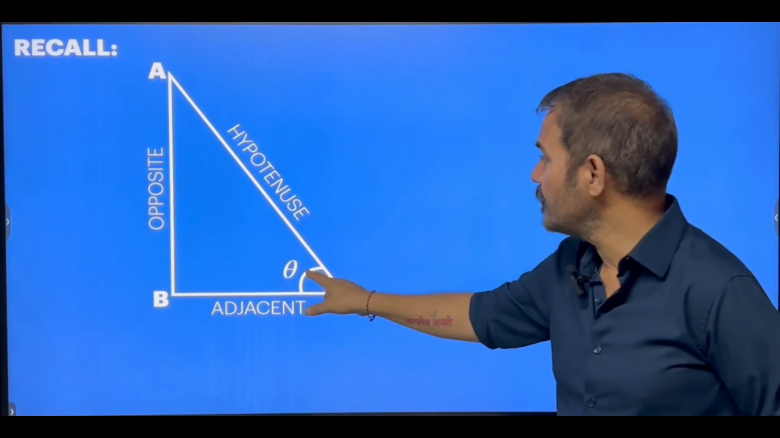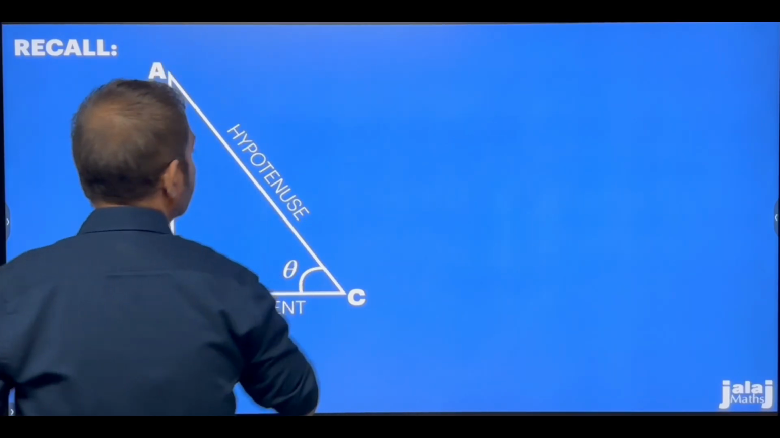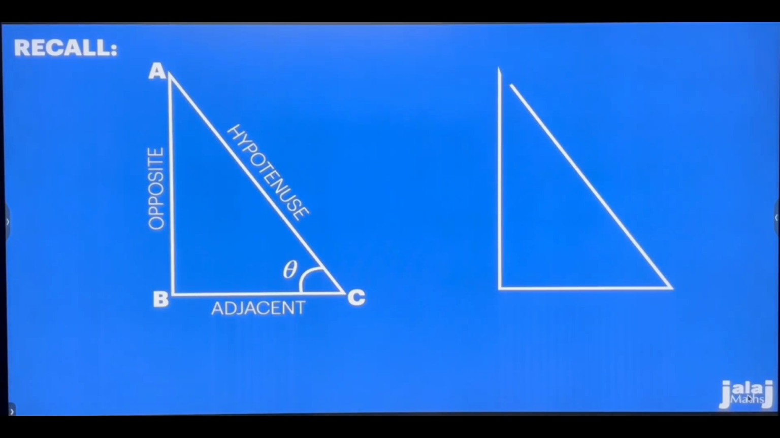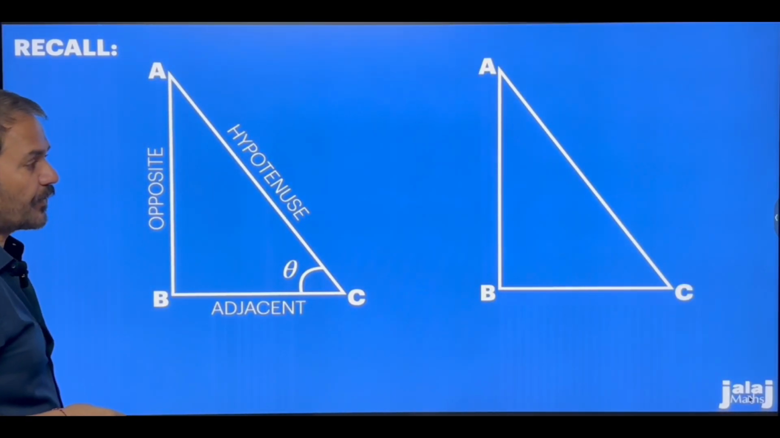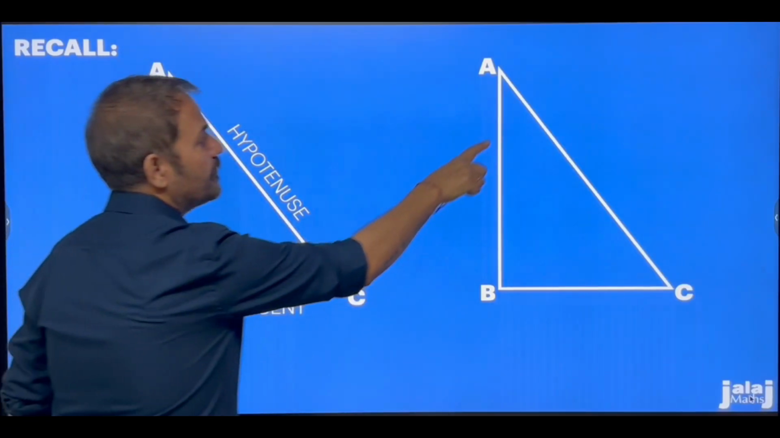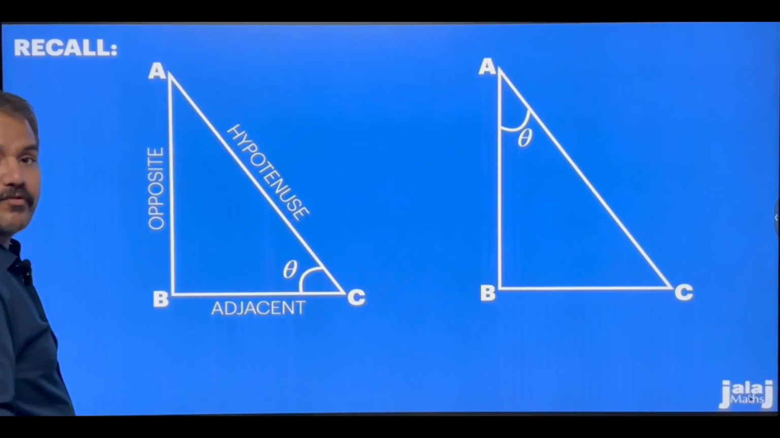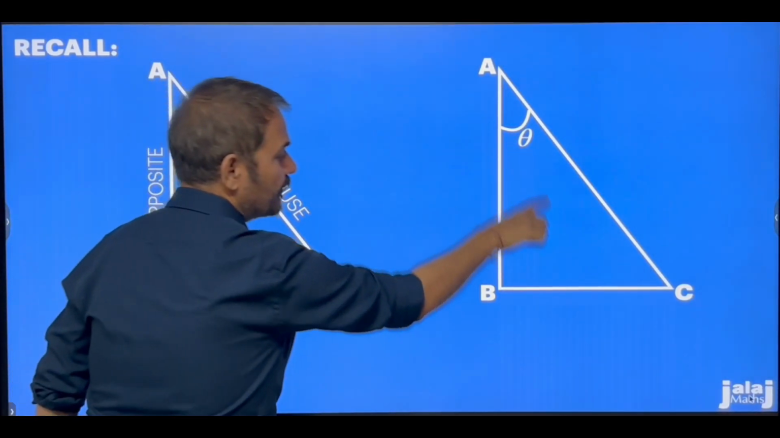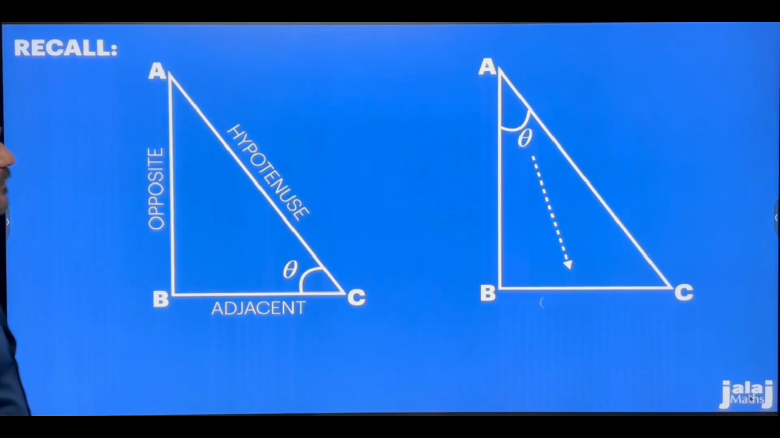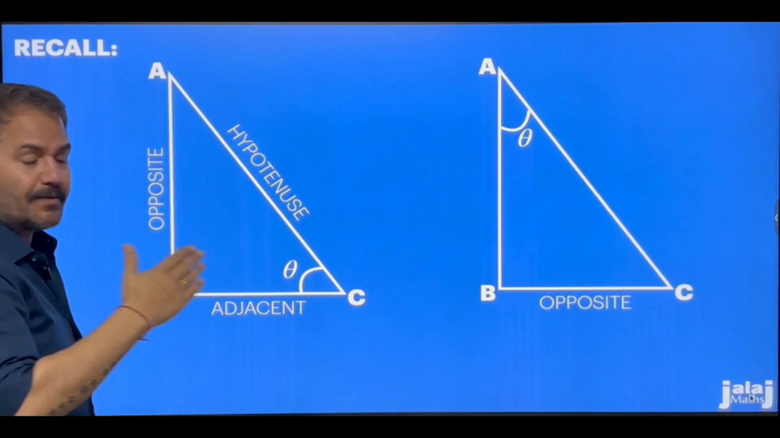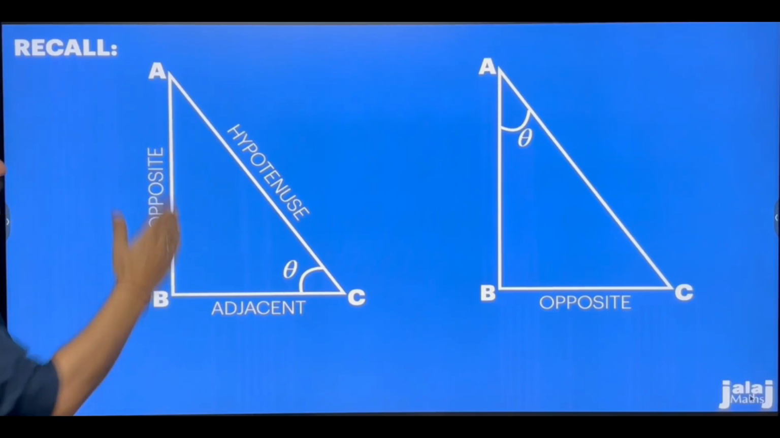If this angle moves from this point to another point, for example, this is another triangle ABC. If here is your angle, then which will be the side opposite to this? Side BC. So side BC will become the opposite side in this case. The hypotenuse will remain the same. The adjacent will now be side AB.